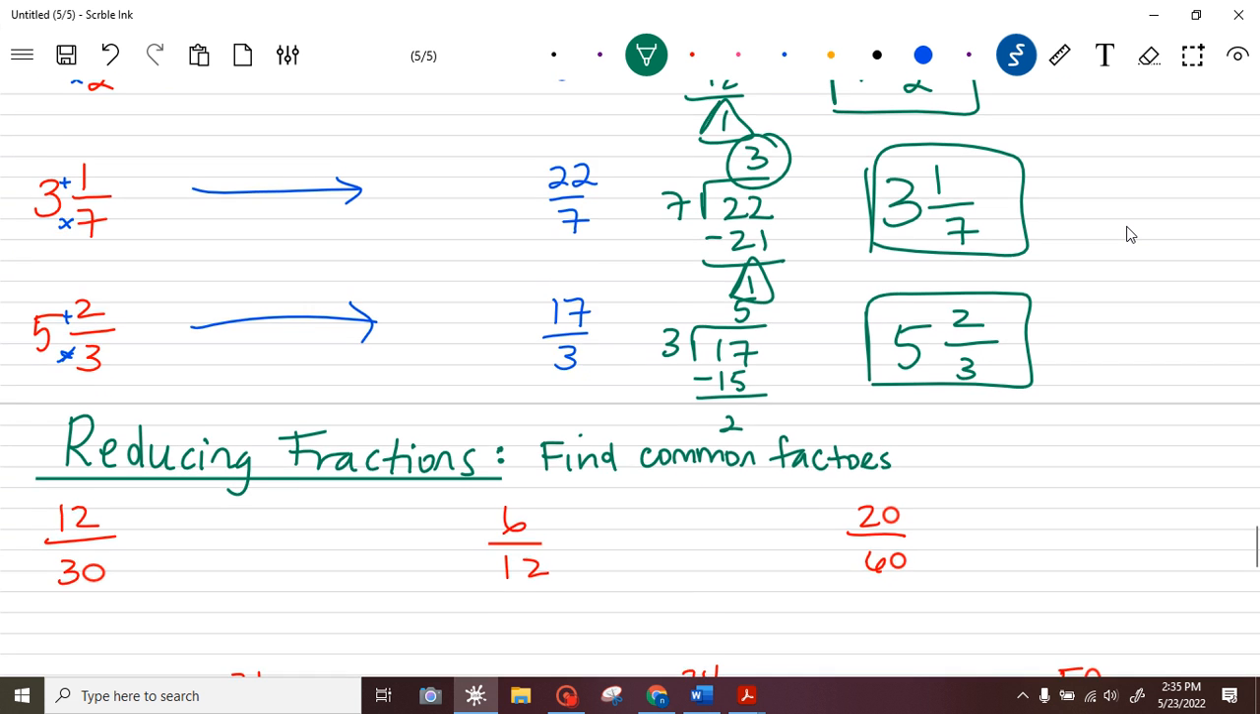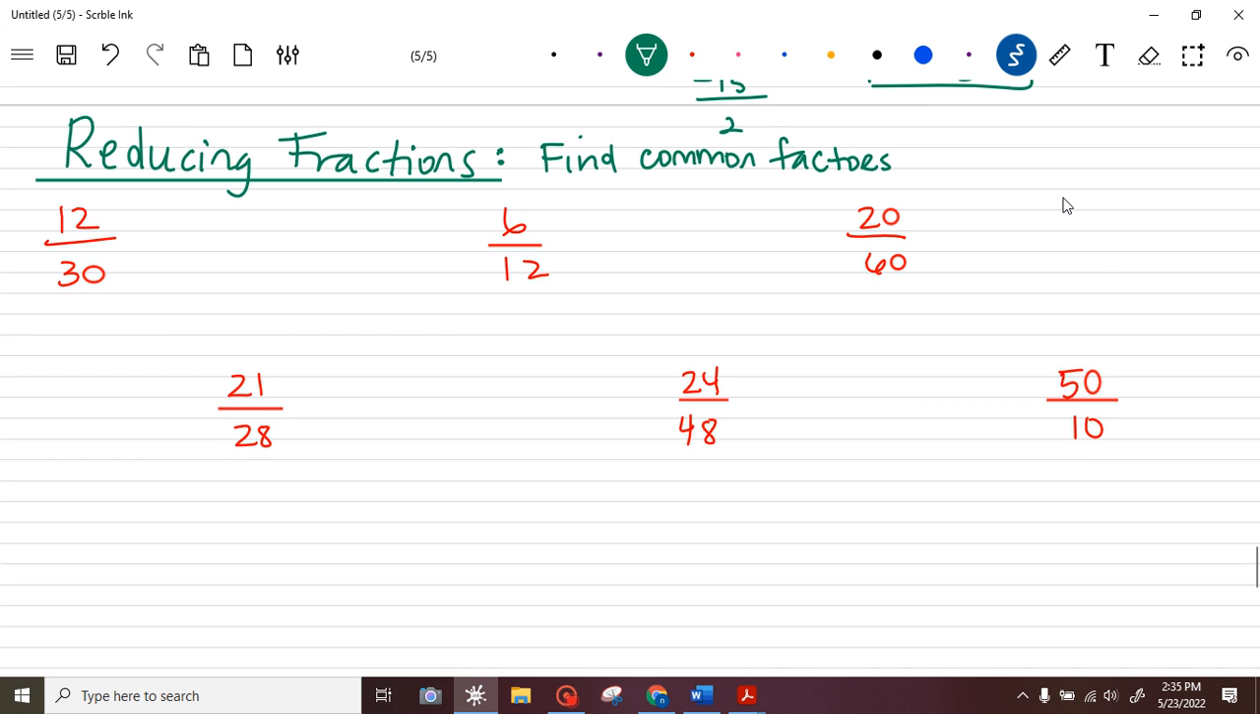Okay, moving on. Reducing fractions. Reducing fractions loses points left and right. So the computer wants you to always reduce the fractions. In general, always reduce your fractions. How do you do that? You find numbers that are in common.